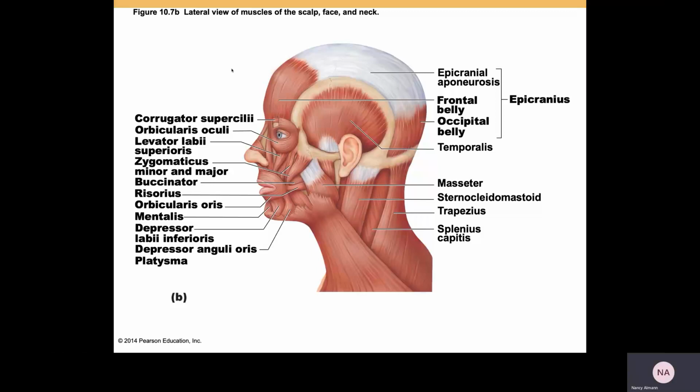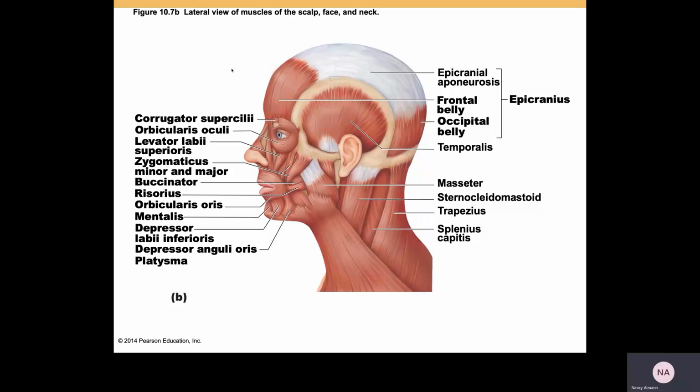If you contract that unilaterally, say on the right, you will bring your head into lateral flexion towards the left. So your chin will actually aim towards your left glenohumeral joint. We will talk about trapezius in a later section.